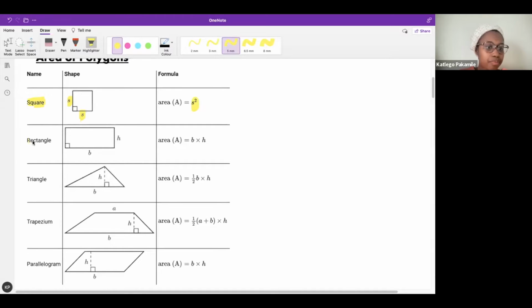Next, we move on to a rectangle. The difference between the area of a square and a rectangle is that a rectangle has unequal sides. Okay, only the opposite sides are equal. So in this case, you're going to say breadth times height for this specific sketch, or you can just say length times breadth, which is the one we're used to. Okay, area is length times breadth.